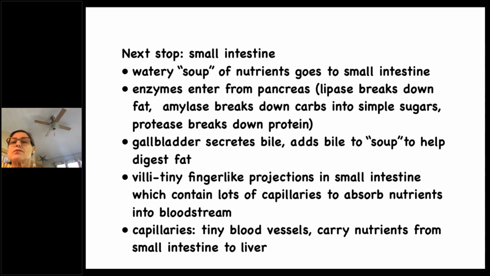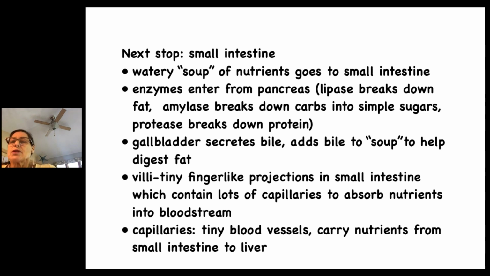the nutrients in the soup are going to enter the bloodstream. There are villi, which are tiny finger-like projections that are in the small intestine that contain lots of capillaries, and they absorb nutrients into the bloodstream. The small intestine winds all around in your abdomen, and its average length is about 20 feet. So there's a lot of area for all this absorption to happen.